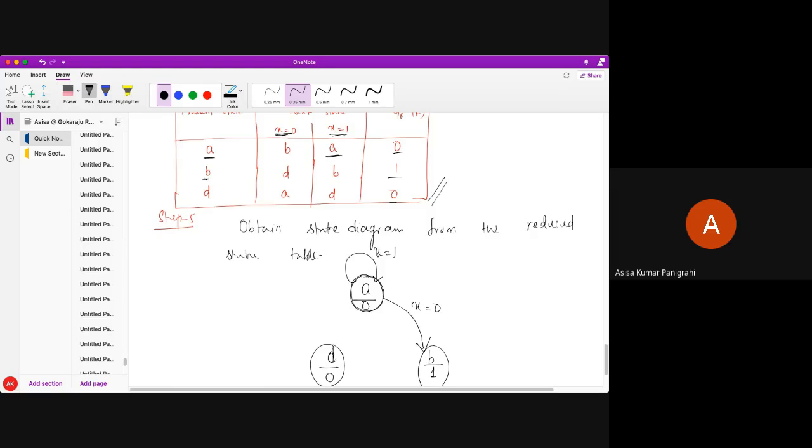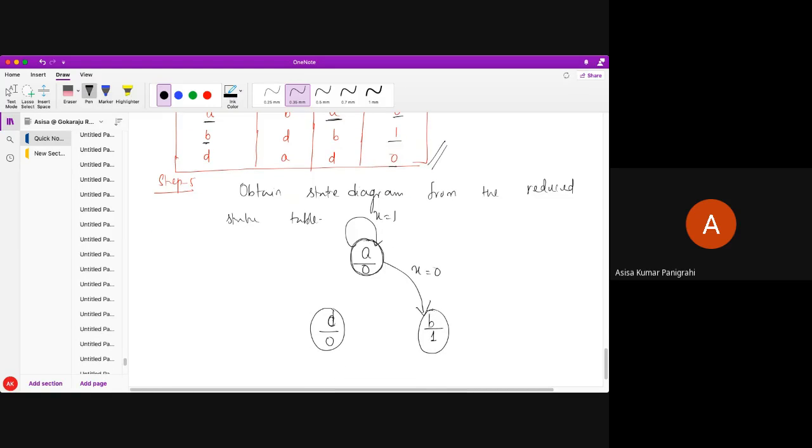Understand? Now, I am in the present state B. Now for input x equal 0, where am I going? I am going to D. This is for input x equal 0. Now for input x equal to 1, where am I going? I am in the same state B. This is for input x equal to 1.